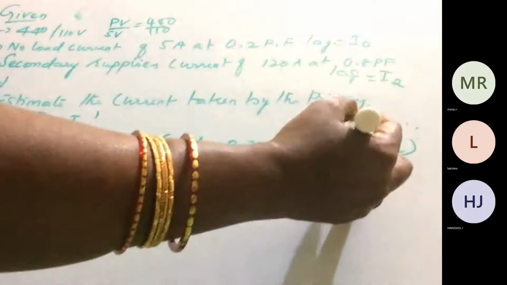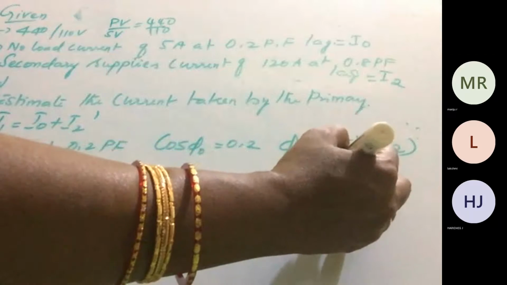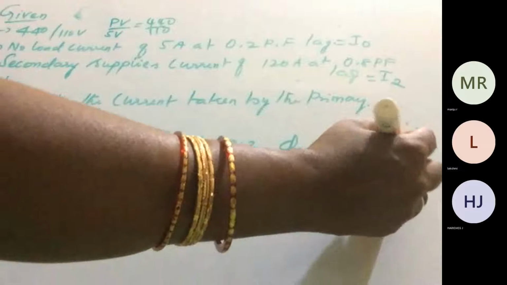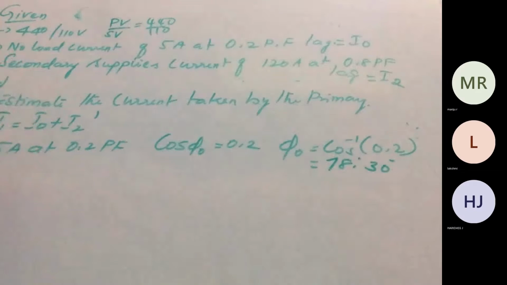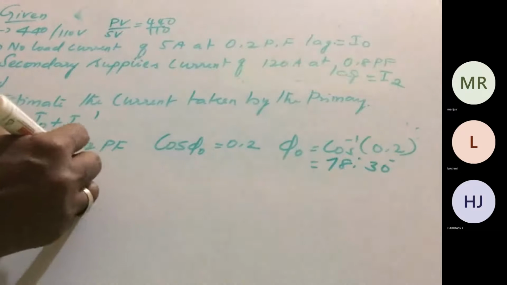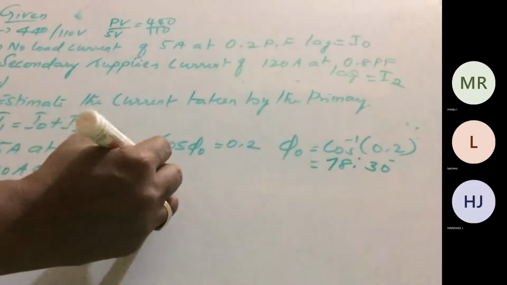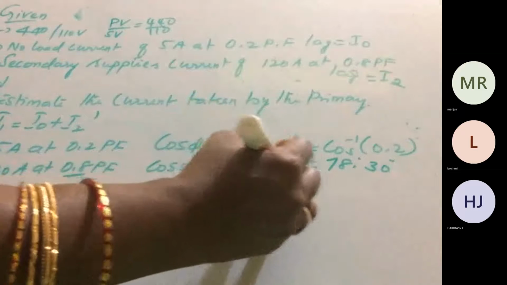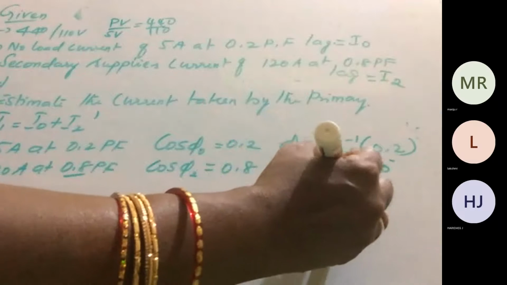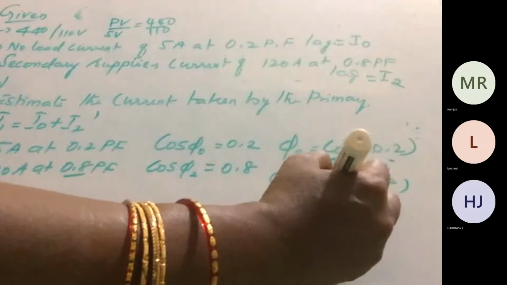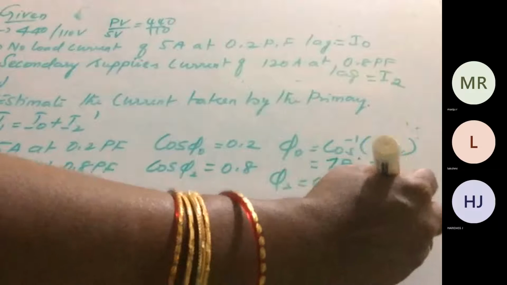So phi naught, cos inverse of 0.2, is 78 degree, 78.30. Okay? Similarly, I2 is given. What is given for I2? 120 ampere at 0.8 power factor. So cos phi 2 equal to 0.8. Phi 2 equals cos inverse of 0.8, which is 36 degree 0.54.